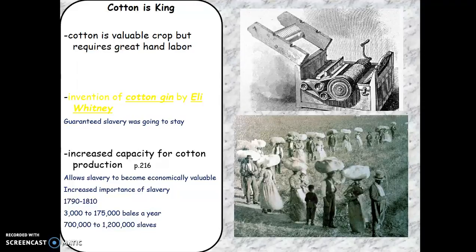1790, before the cotton gin, there were 3,000 bales of cotton a year shipped out of the South. In 1810, 10 years after the cotton gin, they're shipping 175,000 bales of cotton a year. Slavery, the number of slaves almost doubles in this amount of time as well, just because now they can produce as much as basically as they have land for, because the cotton gin is taking out all of the time labor out of it.